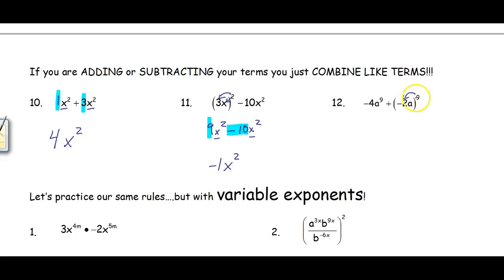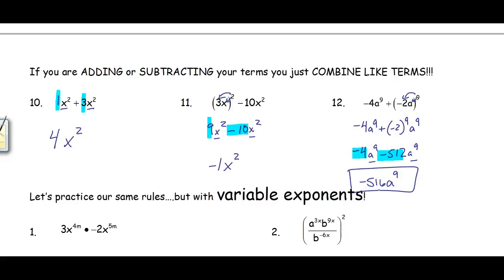Go ahead and distribute. Negative 4a to the 9th, plus negative 2 to the 9th, a to the 9th. Go ahead and simplify. Negative 2 raised to the 9th power is negative 512, a to the 9th. You have your like terms, so a to the 9th is your like term. So you're going to do negative 4 minus 512. You get negative 516a to the 9th power.